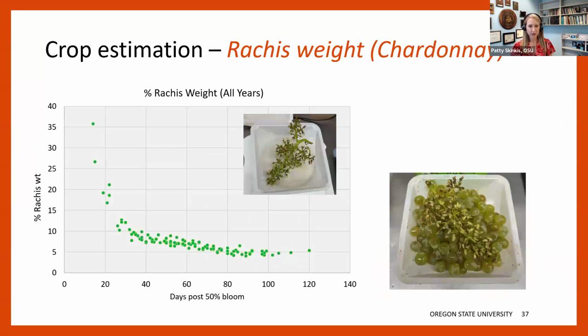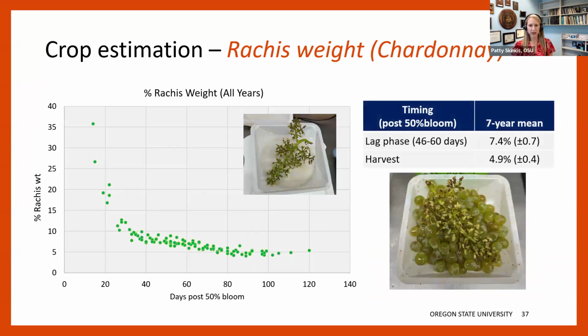For Chardonnay, we see slight differences. So that 46 to 60 days for lag phase, it's about a 7.4% rachis weight, but at harvest, it's a 4.9. So essentially 5% of the rachis weight at harvest is going to be that much of your total weight. So again, this has been really helpful to see. It's very conserved, that rachis weight percentage over time.